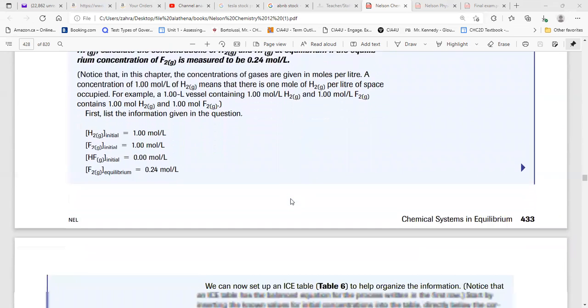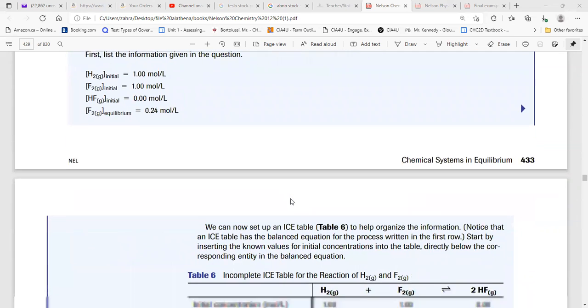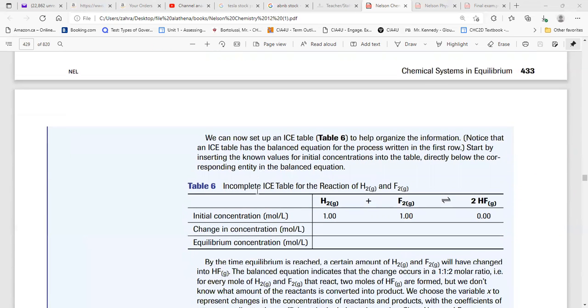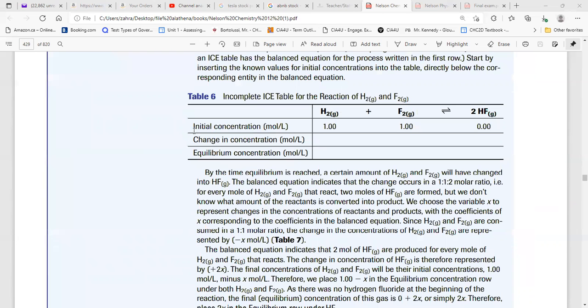So for this kind of question, you need to establish an ICE table. The first column is initial, where you put the initial concentration. The second column is change. And the last column is equilibrium. We call it the ICE table.